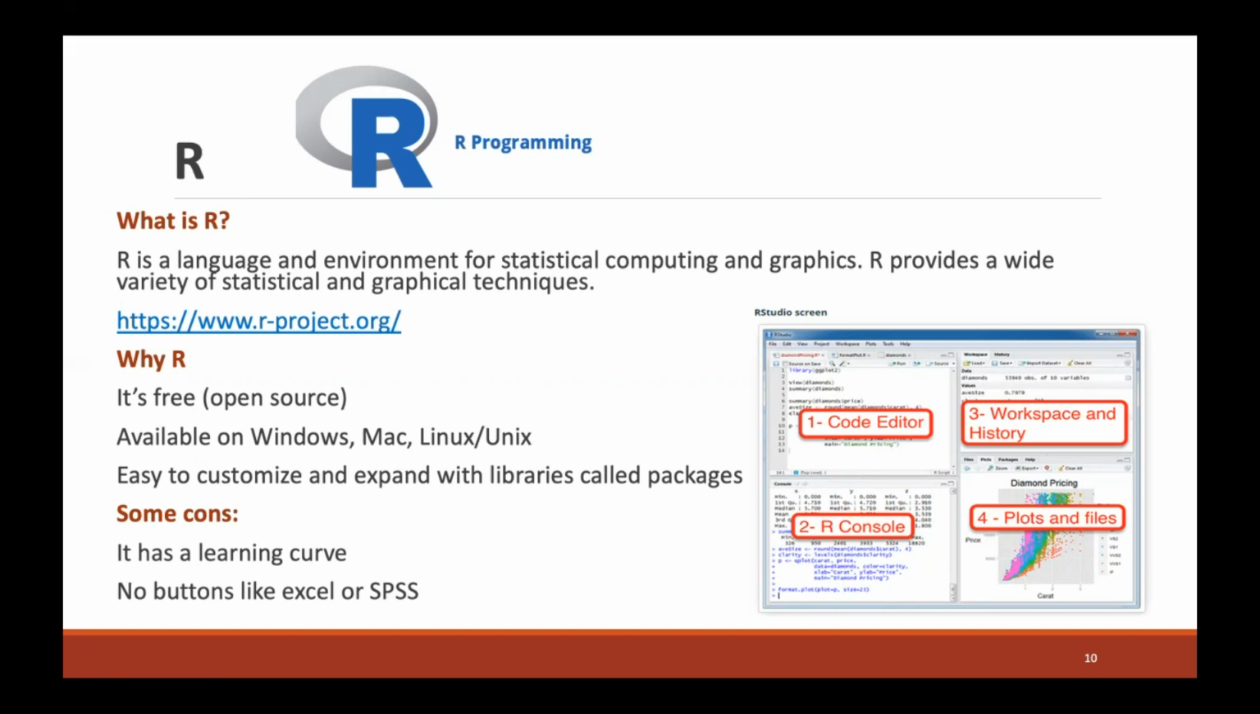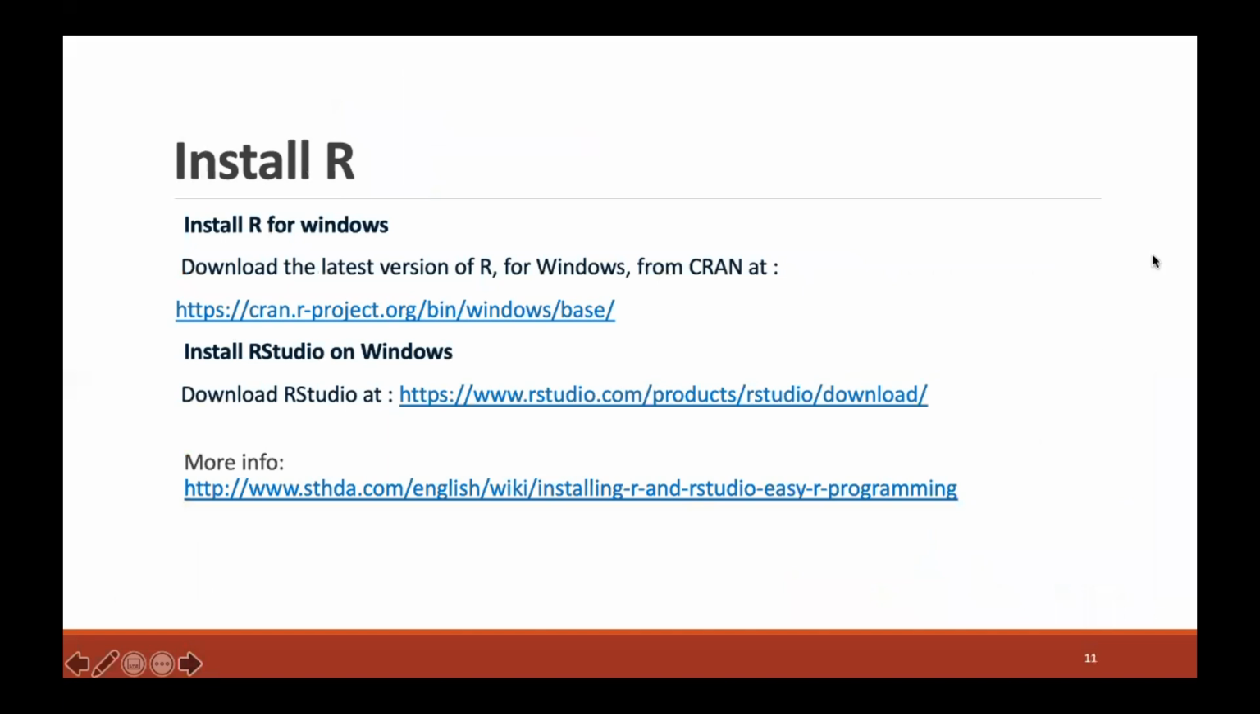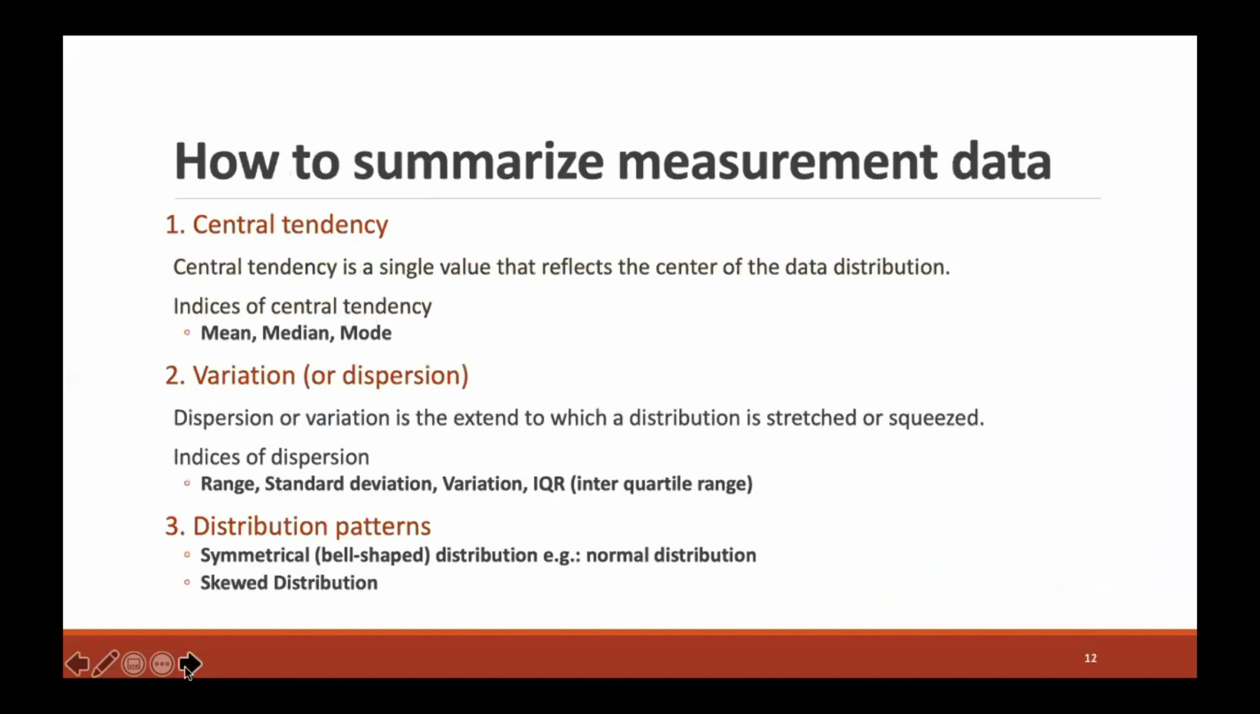You just have to have a little bit of logical thinking and coding experience. Many of the codes are on the internet, so you can just dig through the internet and get through everything. So these are some useful links where you can download RStudio and get some knowledge about it.